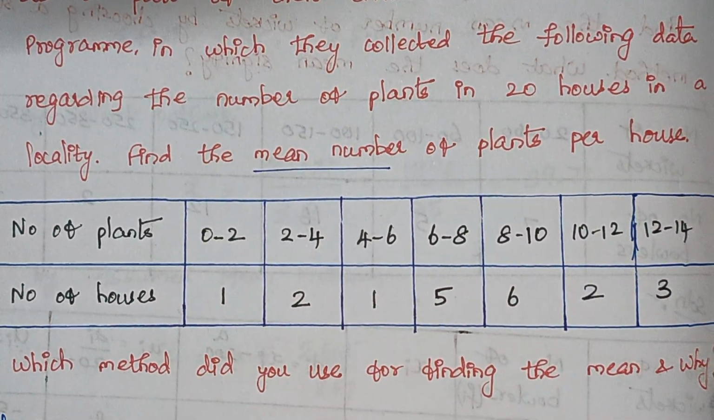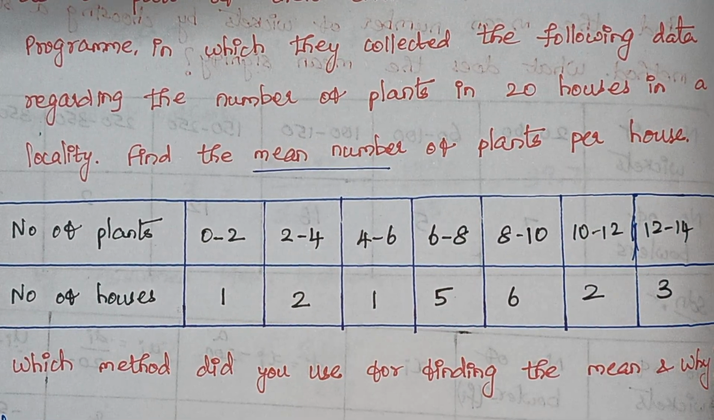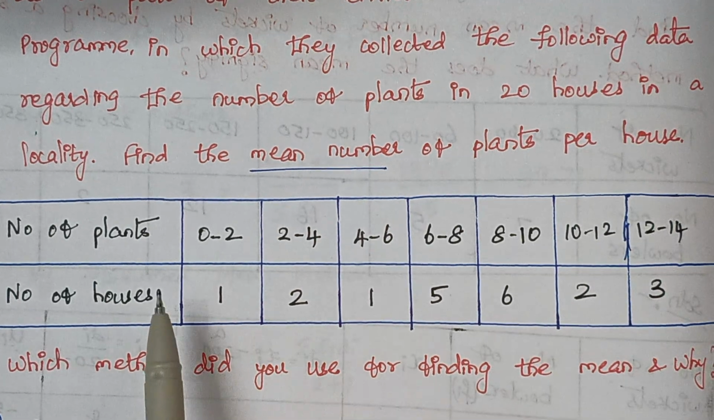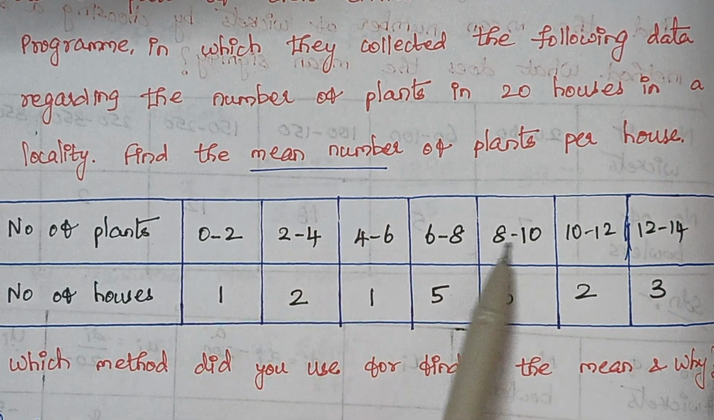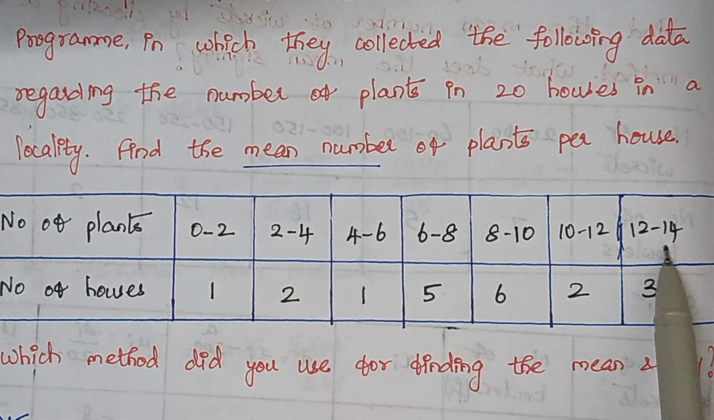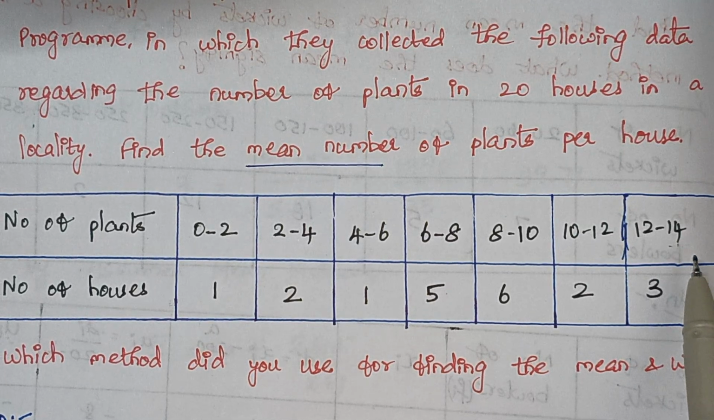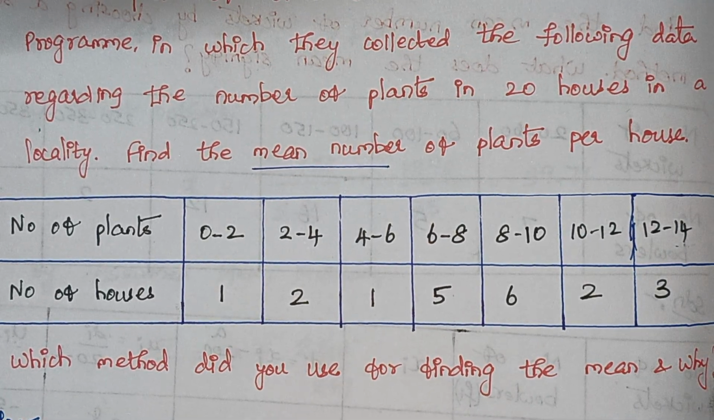Which method did you use for finding the mean and why? Here you see the values are very small in number. The least value is 0 and the maximum value is 14. So it will be more comfortable when you go by the direct method.